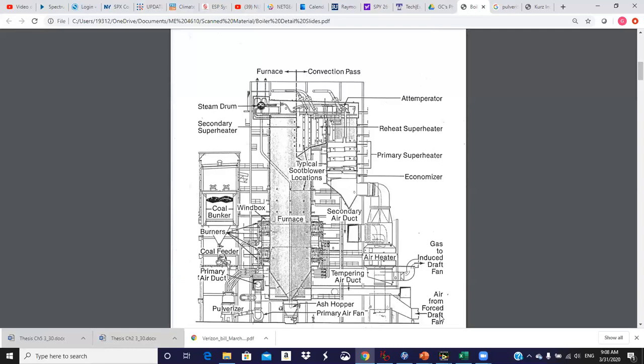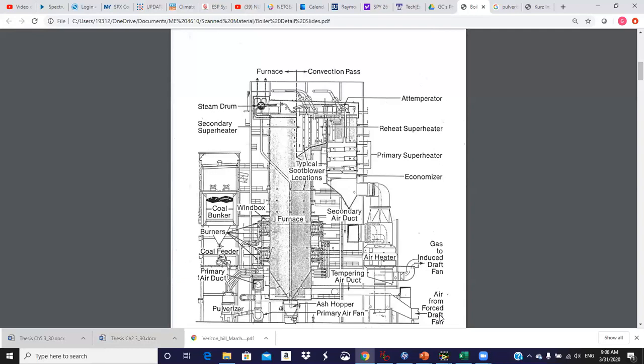We're going to pull air into the FD fan, and it'll go through the air heater, and then it will split. Some of it will go to the pulverizer, and then the primary air fan will transport the pulverized coal particles from the pulverizer through the coal pipes to the burners where they are burned.